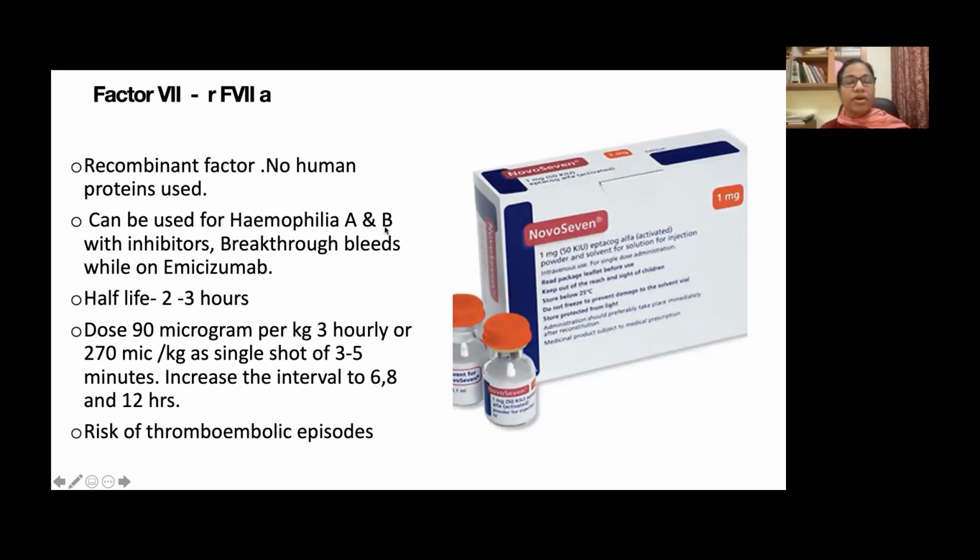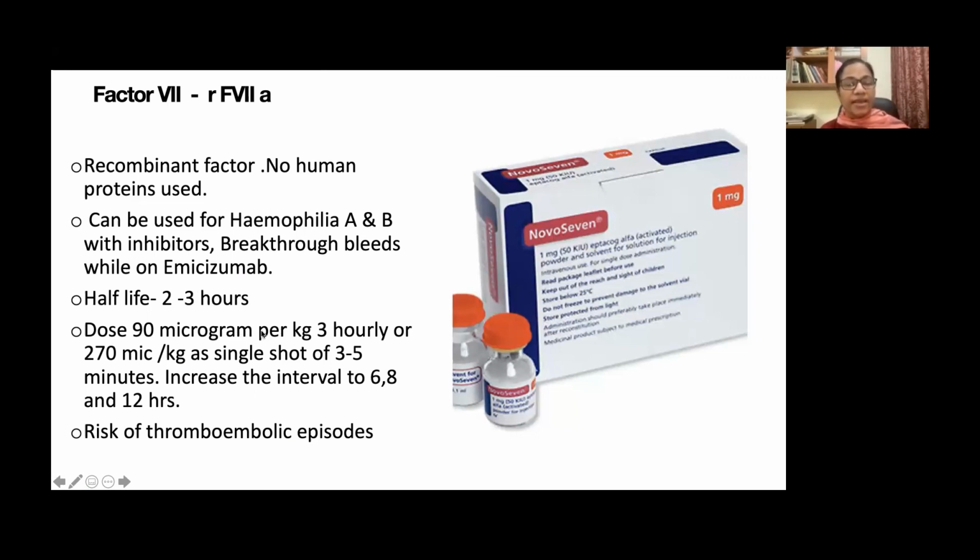FEBA is not recommended in patients with hemophilia B, you should not give it. And for breakthrough bleeds while on emicizumab, this agent is used, and there are other indications also for factor 7. The half-life is only 2 to 3 hours, whereas in the case of FEBA, it is 8 to 12 hours. And the dosage is 90 microgram per kg. This is with such a short half-life.